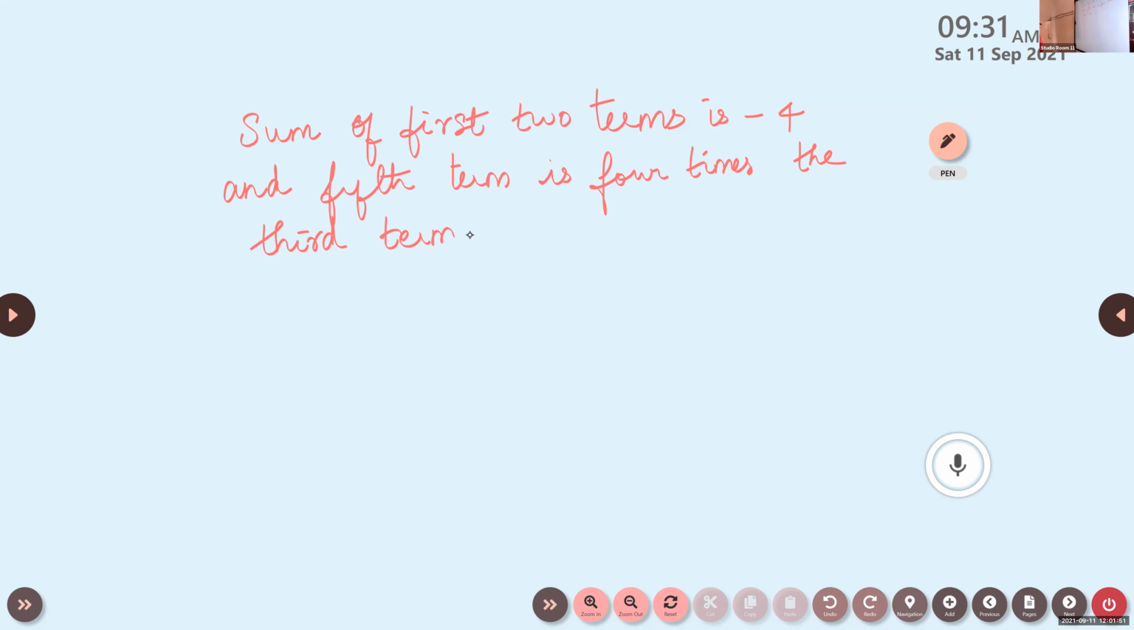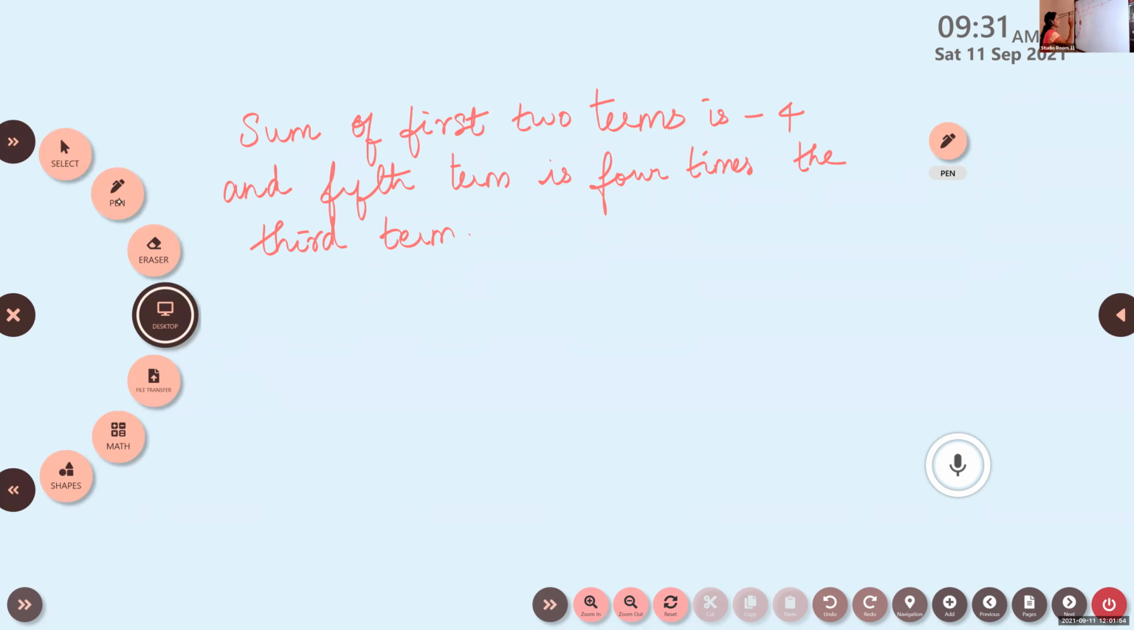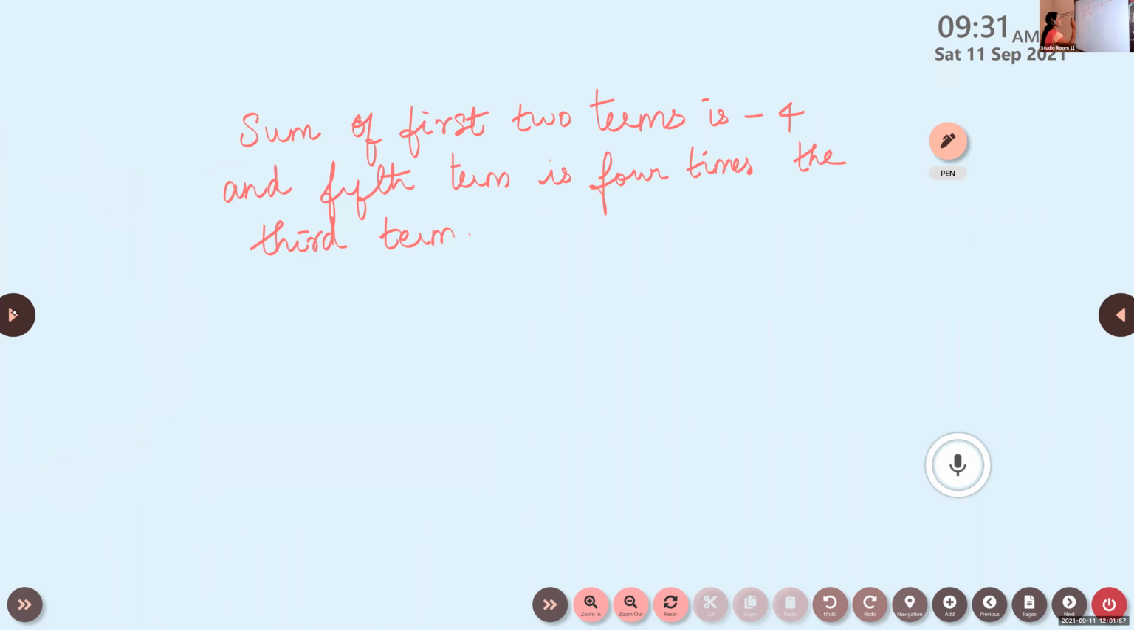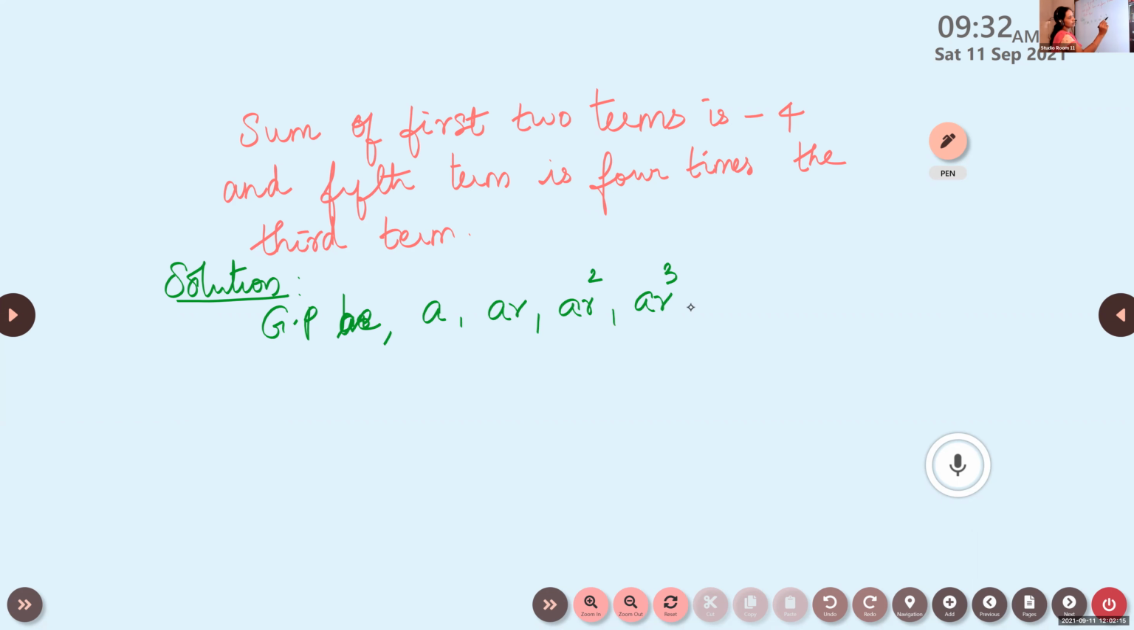GP means, while you write the GP, what's the general form of GP? We take the GP as always. Let the GP be a, ar, ar square, ar cube, and so on. Now here it is given the sum of first two terms is minus 4. So sum of first two terms means a plus ar is minus 4.